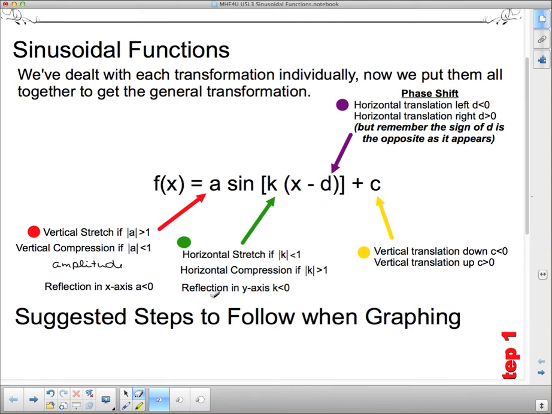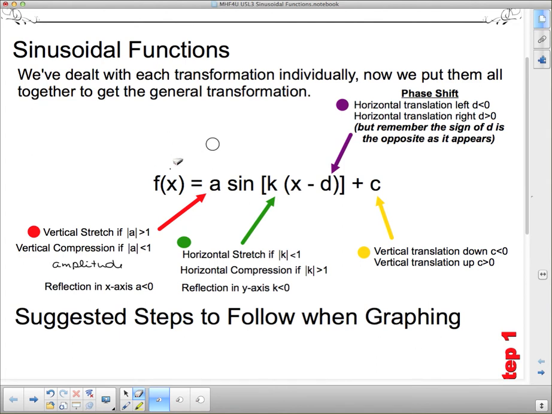This also shows a reflection in the y-axis, and by reflection in the y-axis, I mean if something looked like this, and we stick a negative k value in, it's going to go like this. So it reflects over top of the y-axis.